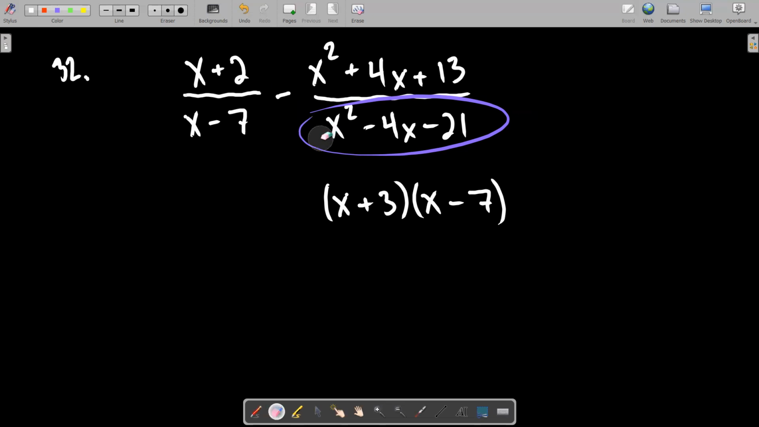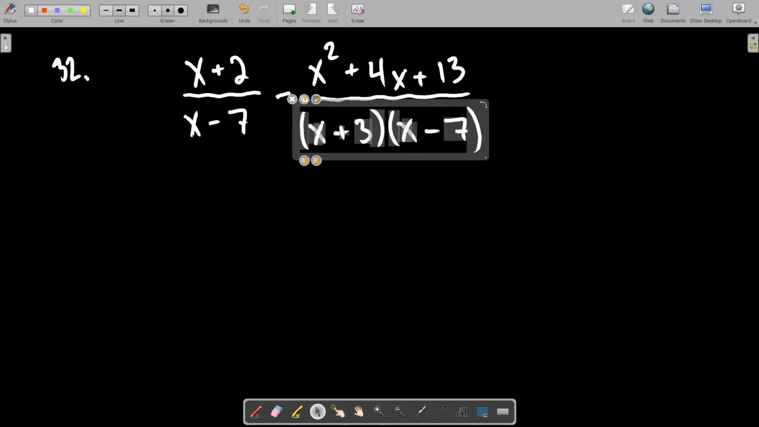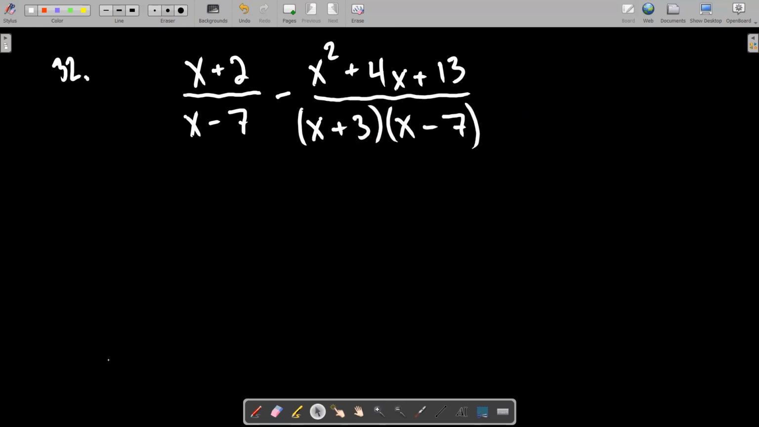So if I replace this old denominator with the new and improved denominator version 2.0, now the conversation is less clunky. It's like, okay, what is the LCD? What does the first person's denominator need? What does the first person need to make theirs? They need an x minus 7.